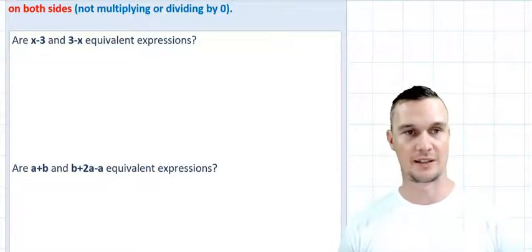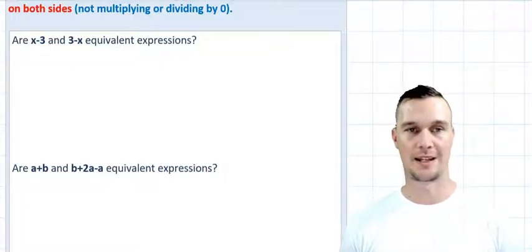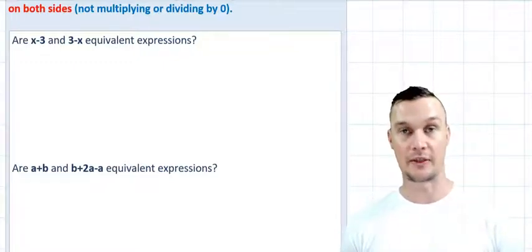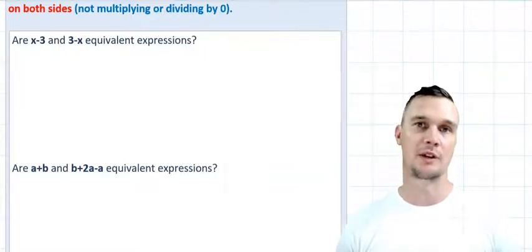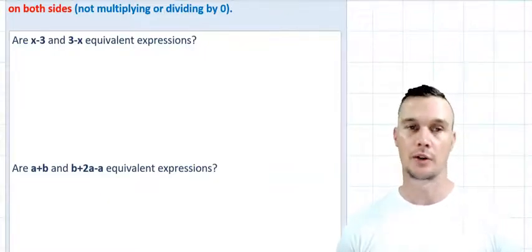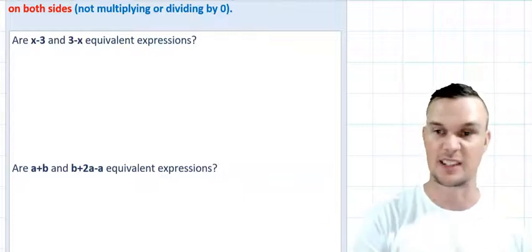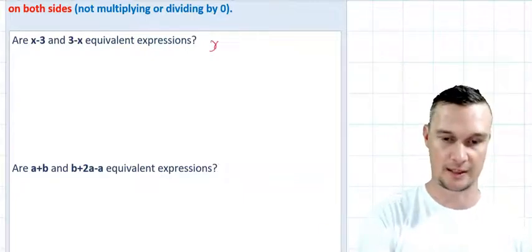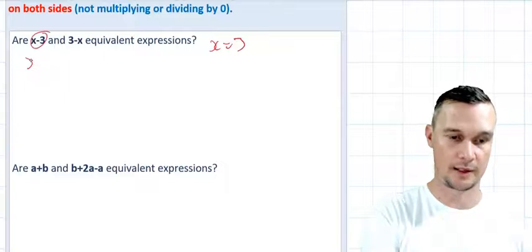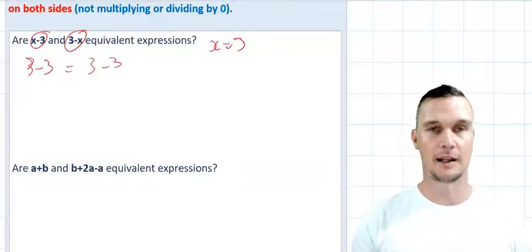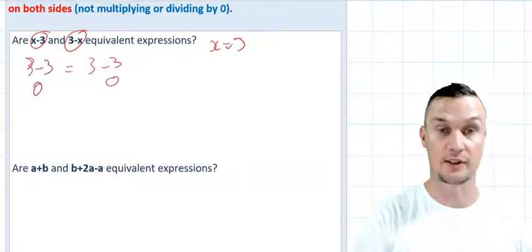So here the question is x minus 3 and 3 minus x, are they equivalent expressions? The way you want to do this is to substitute a value in for the pronumeral. Let's just start with 3. If we substitute 3 for x, I have 3 minus 3, and this one would be 3 minus 3. They're both going to give us the answer of 0, so that is correct.